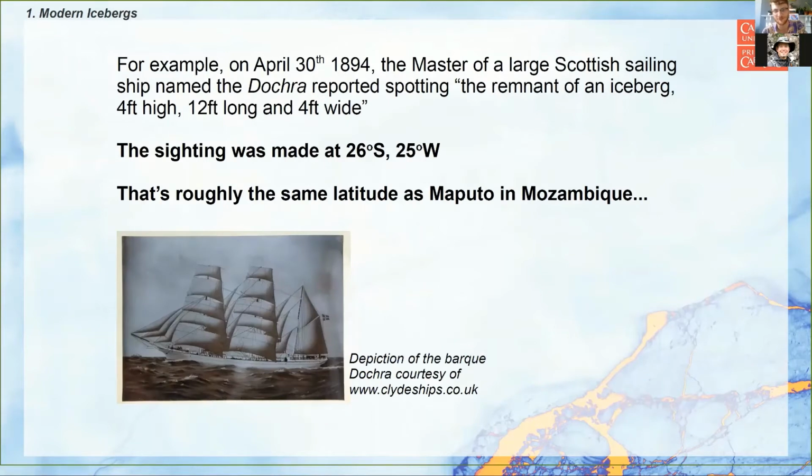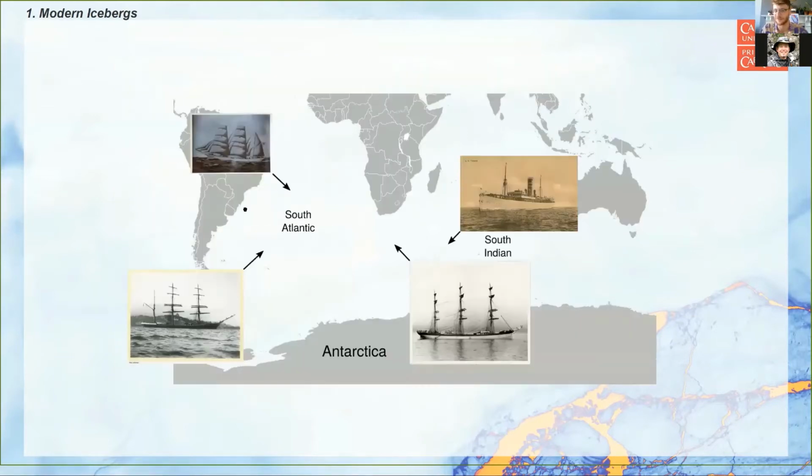One of the most remarkable reports was in 1894, when a Scottish ship named the Docra reported spotting a remnant of an iceberg 4 foot high. What's remarkable here is the sighting was made at 26 degrees south off the coast of South America. That's roughly the same latitude as the capital of Mozambique. So it's an extraordinarily warm latitude for an iceberg. It's made its way thousands of kilometers away from Antarctica. And in the satellite age, we don't really see icebergs making it this far.